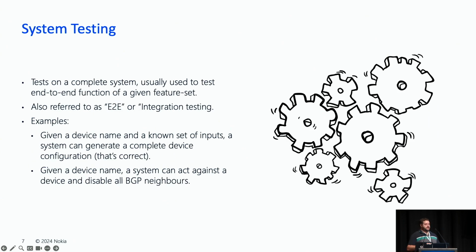Then we've got system testing. So this is used to test end-to-end functionality. It's sometimes referred to as E2E testing or integration testing. This is about then bringing those units together, plugging them together, and the theory being that when you take a unit that you've tested and another unit that you've tested and you plug them together, they should do their aggregate function. So in terms of an example in the network world, generating a complete device configuration, not just a BGP stanza.